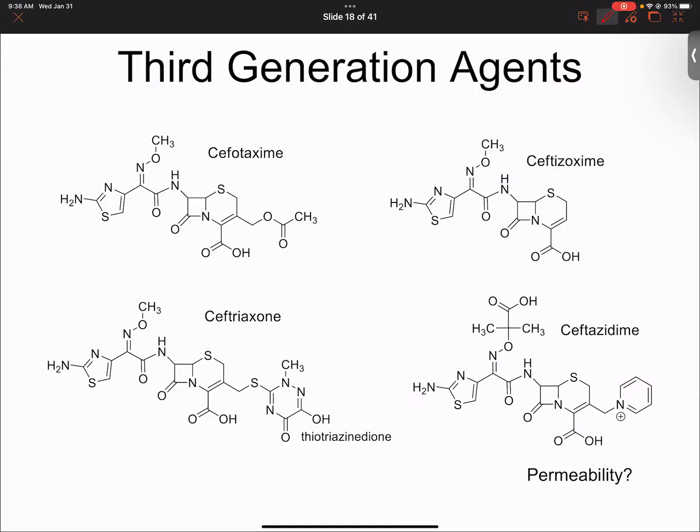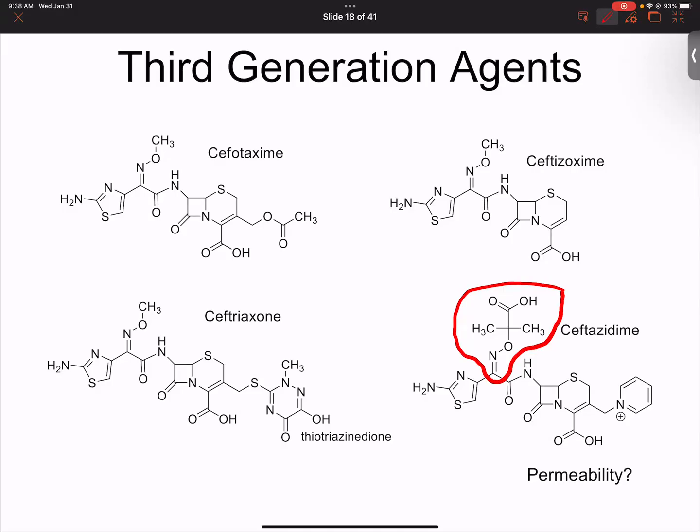Are you familiar with any? Or is ceftazidime used for gram-negative infections only? I'm hard-pressed to say you're going to find a gram-positive organism matched up with ceftazidime, right? And when you look at the structure of ceftazidime, this oxime moiety decreases affinity for gram-positive penicillin binding proteins, okay?